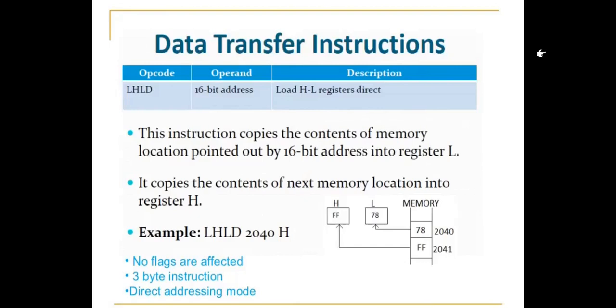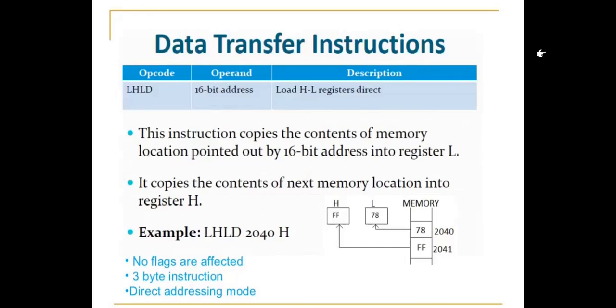This is actually the memory address which is given here. It will go and check the content which is in 2040H. In the image given on the side, you can see 78 is stored in 2040 and FF is stored in 2041. Now the content FF will be moved to the H register and 78 will be moved to the L register. Why so? Why can't FF go to the L register?